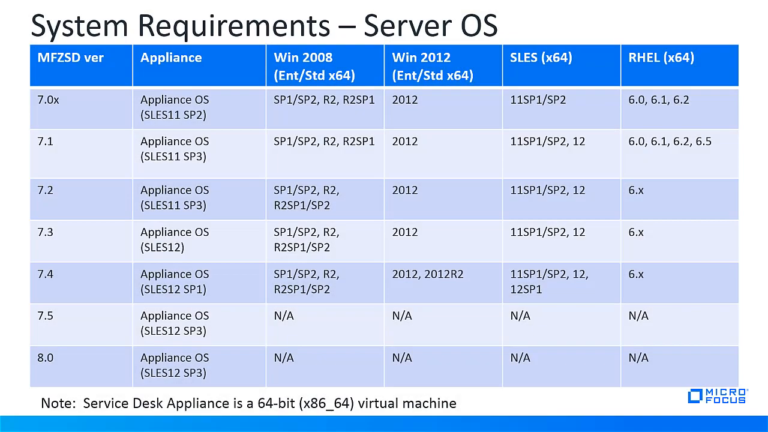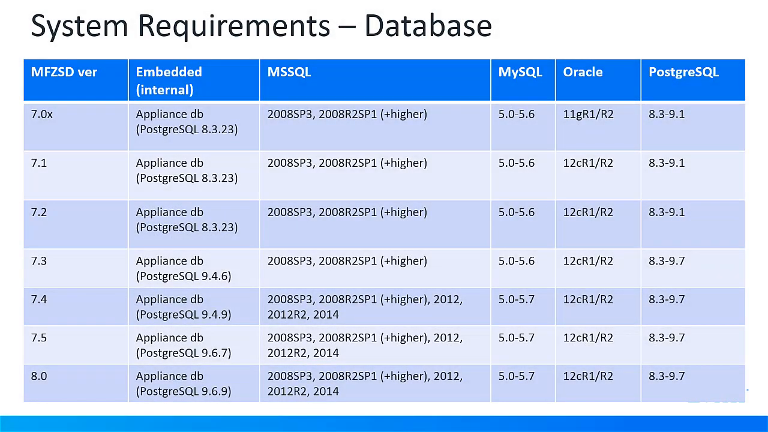This one shows the system requirements for the server OS. Notice versions 7.5 and 8.0 are appliance only. The appliance is a 64-bit virtual machine. This shows the database requirements. Do you have an external database? You'd need to stay in compliance with these database versions.